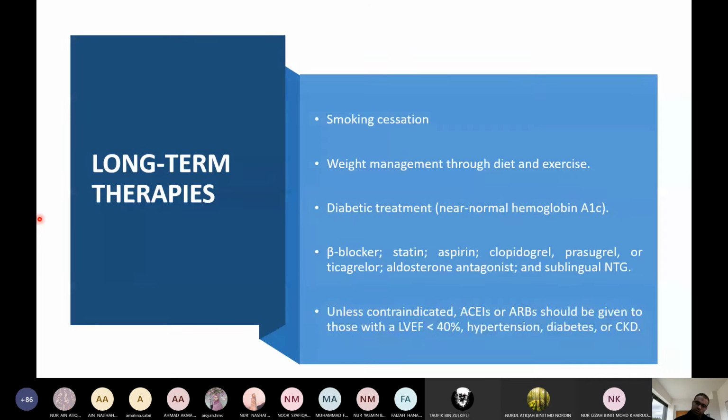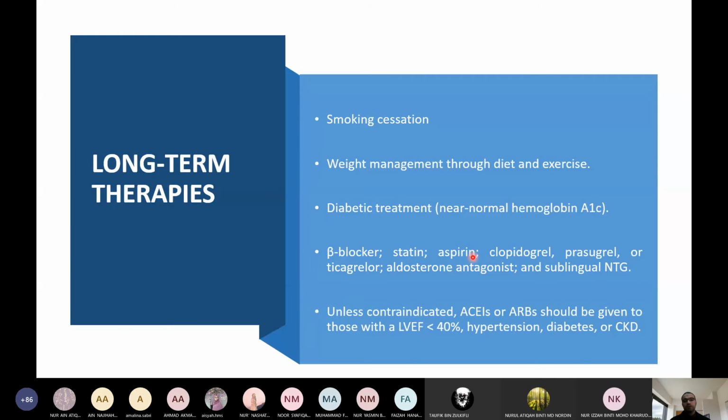Long-term therapy, we will not take long for this one, because it is a bit similar to what we discussed last week in the ischemic heart disease. The recommendation is almost the same, because it is the long-term management. So smoking cessation with management, and of course diabetic control in relevant patients.